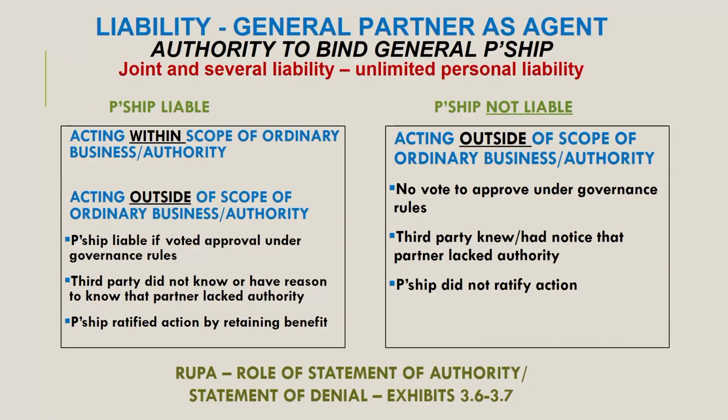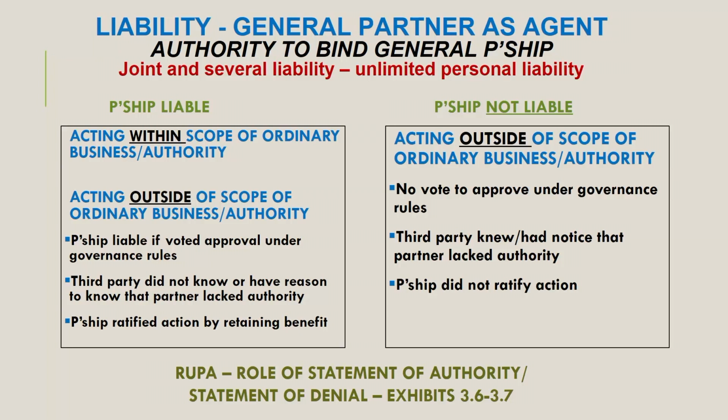Liability, right? If we're talking about the general partnership, we know it's joint and several liability, and it's unlimited personal liability. The partnership is liable if the party is acting within the scope of ordinary business, the scope of their authority. If they're acting outside of it, the partnership's liable if it votes approval of it, the third party did not know or have a reason to know that the partner lacked authority, or the partnership ratified the action by retaining the benefit. So that takes us kind of back to our discussion of agency authority.